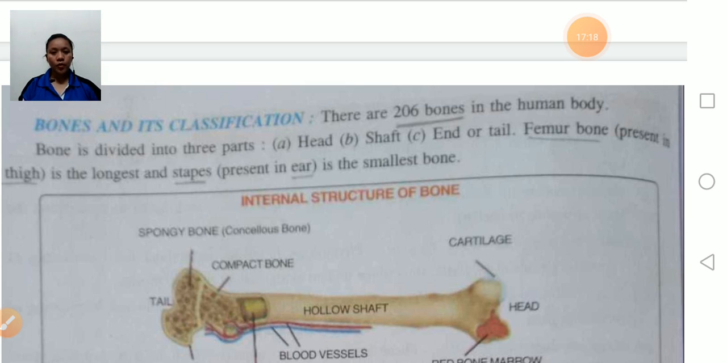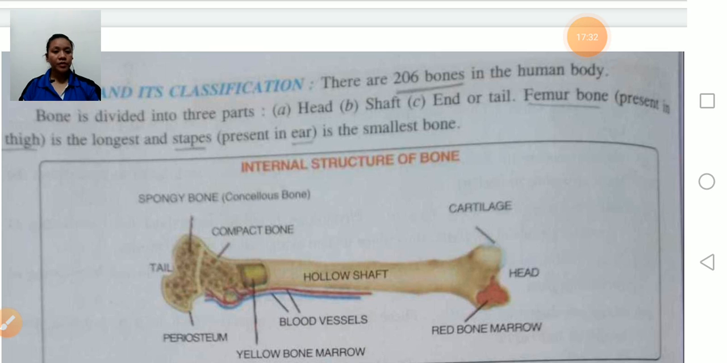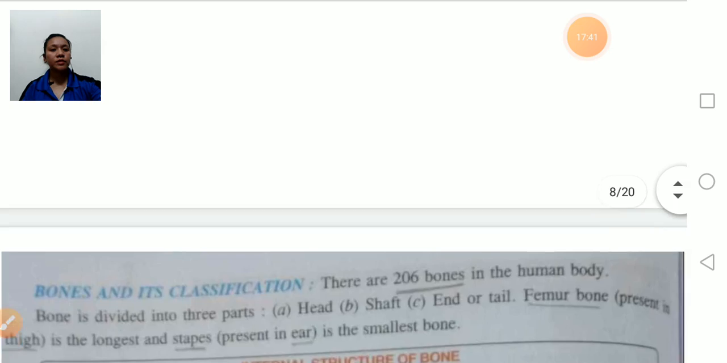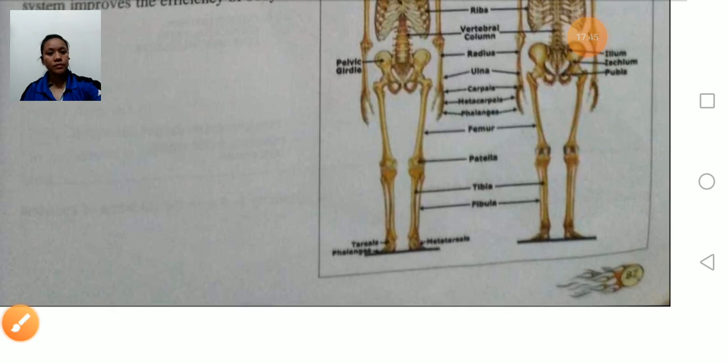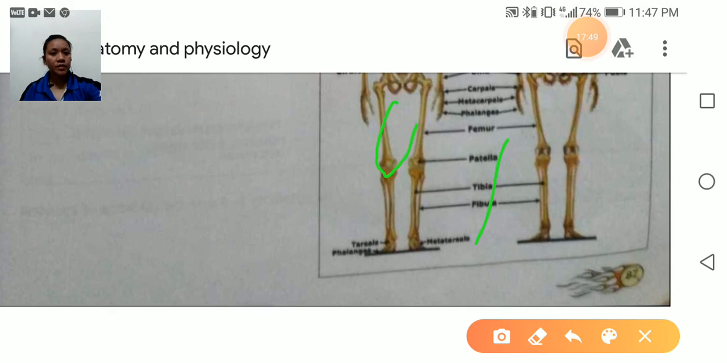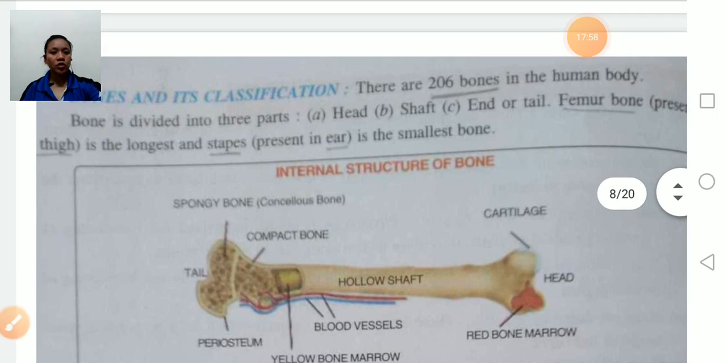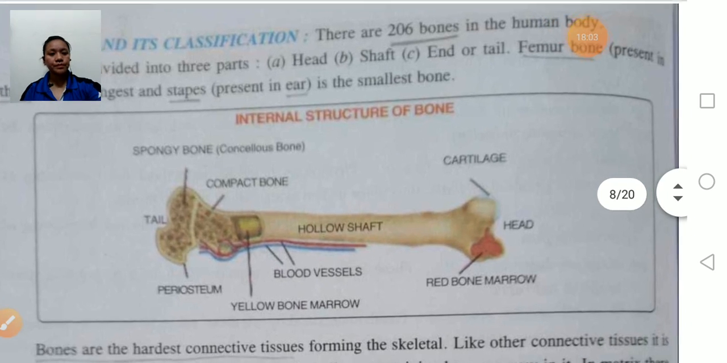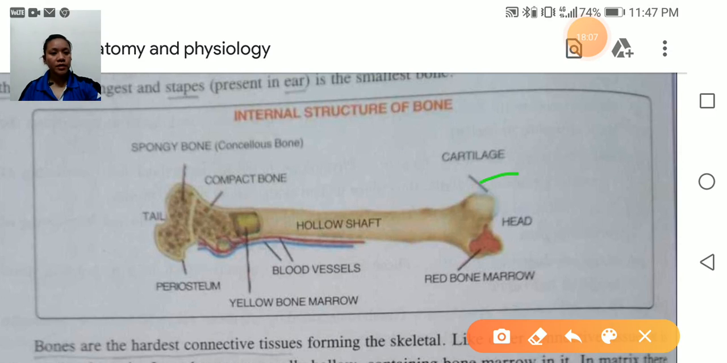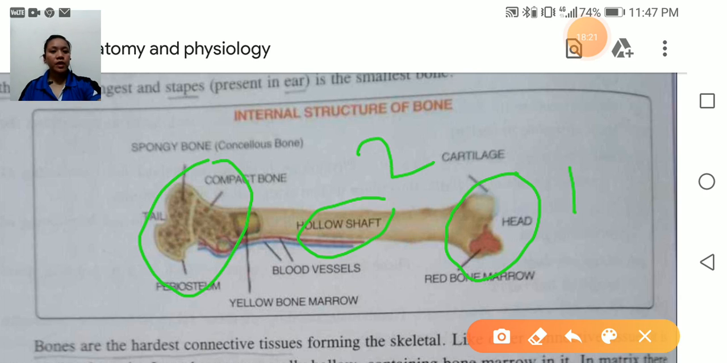Bone is divided into three parts: head, hollow shaft, and tail. The femur, present in the thigh, is the longest bone, and the stapes, present in the ear, is the smallest bone.